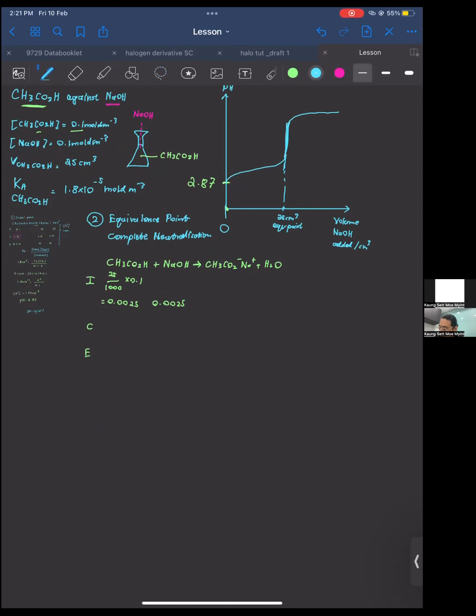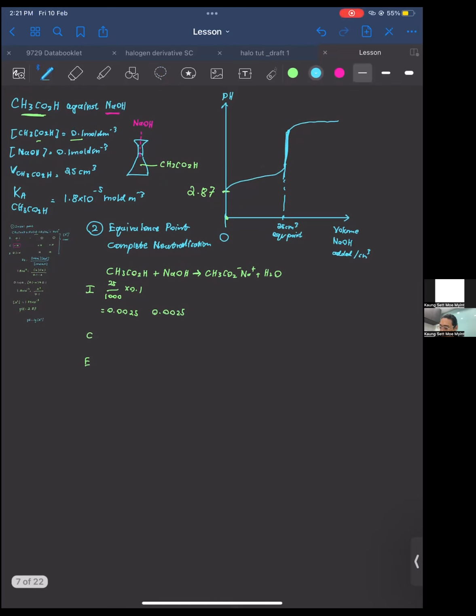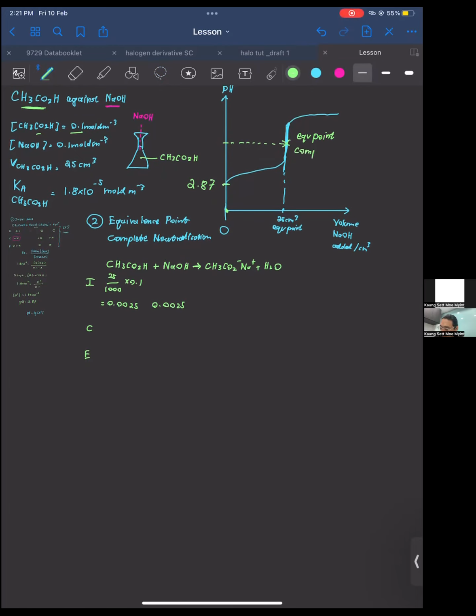Now we are going to dive into the detail. What the question will want is for you to calculate the pH of the equivalence point, which is basically the center region of the sharp spike. So they want you to find out what the pH is. And this part is a salt hydrolysis question. Let me repeat that one more time because this is so important. At the equivalence point, if a question asks you to calculate the pH at the equivalence point, that is complete neutralization. And when you have complete neutralization, that is a salt hydrolysis question.